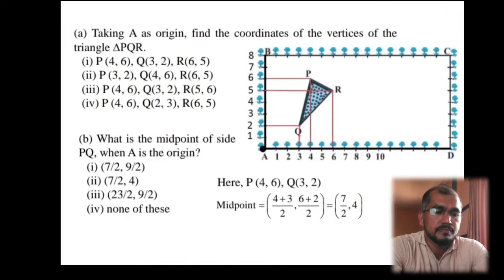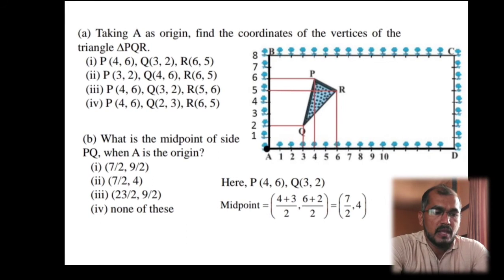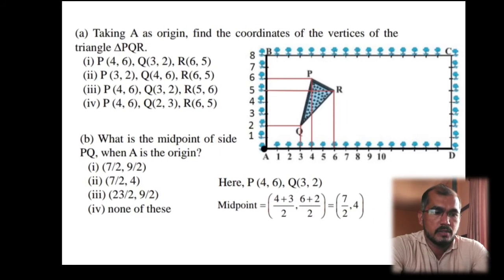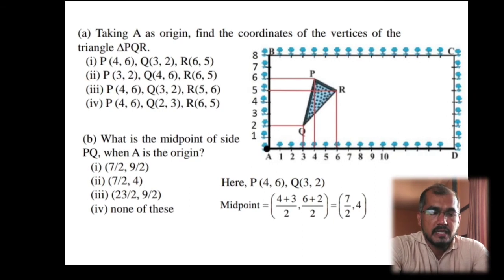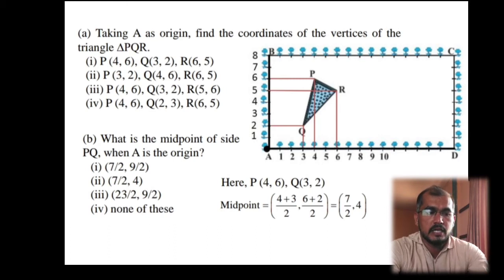Now the first question is: taking A as origin, find the coordinates of the vertices of the triangle PQR. The options are: first, P(4, 6), Q(3, 2), R(6, 5); second, P(3, 2), Q(4, 6), R(6, 5); third, P(4, 6), Q(3, 2), R(5, 6); and fourth, the last option, P(4, 6), Q(2, 3), and R(6, 5). In the diagram, I will explain the answer now. See which is the correct option.